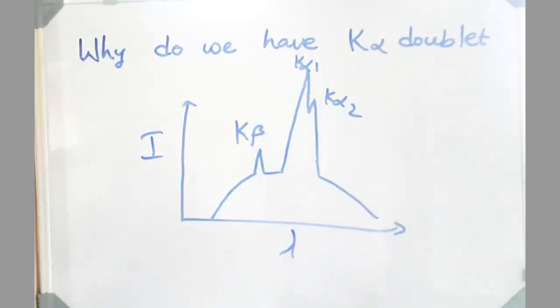Now there is a question for you. Why do we have the K alpha doublet? We know that there is K alpha 1 and K alpha 2 in the X-ray profile after generation. So I would like you to find the answer to this. Why only 2? Why not K alpha 3 or K alpha 4? Why do we have exactly 2? And what is the reason behind this? Please drop a comment on this question if you know the answer.